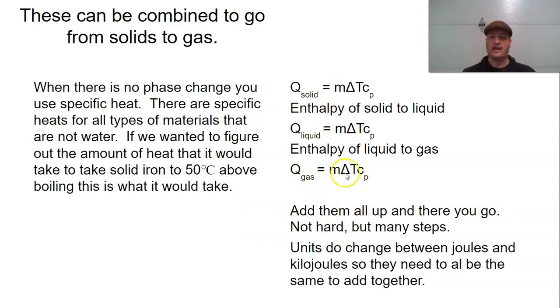You would have your enthalpies for each of them. Or I should say you have your specific heat to get it to liquid, your enthalpy of solid to liquid, your specific heat to warm that liquid, enthalpy of liquid to gas, and then whatever temperature you have the gas. All of it's not very hard, just many steps. Units may change from joules to kilojoules, so they may need to be all the same in order to add together.